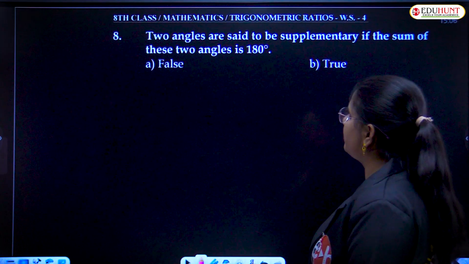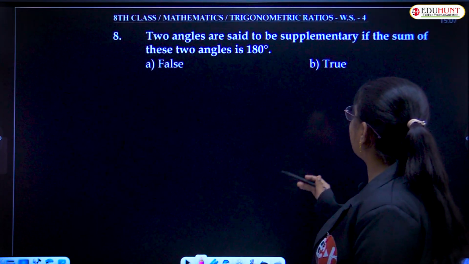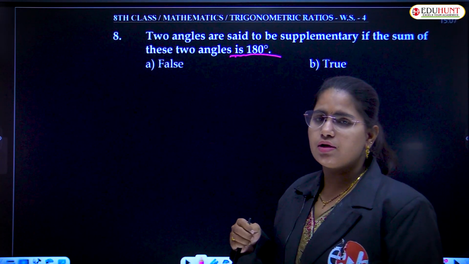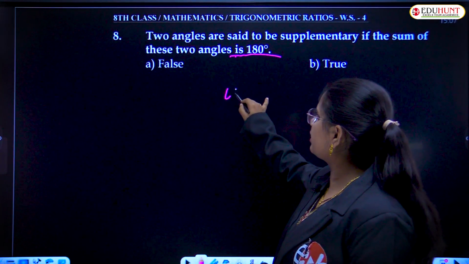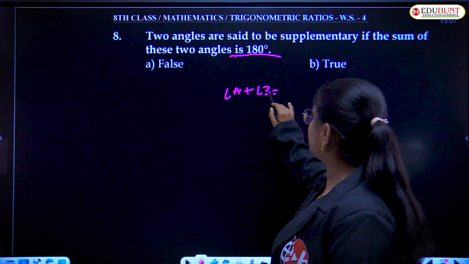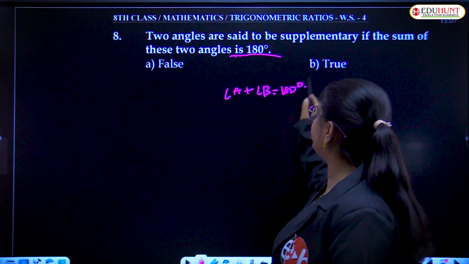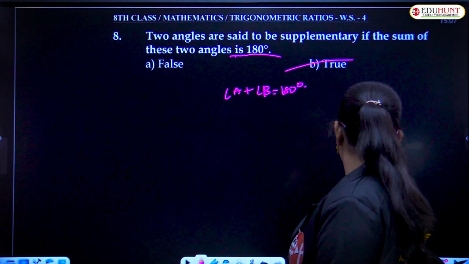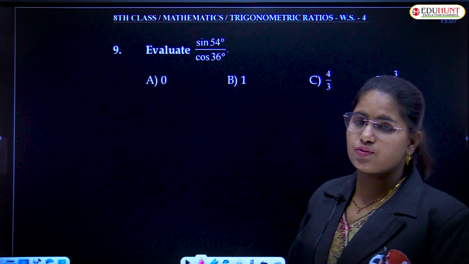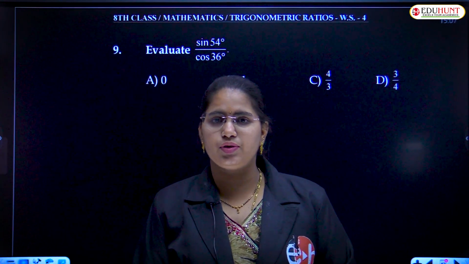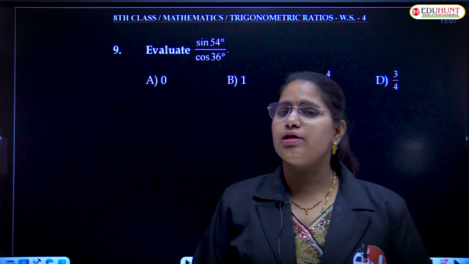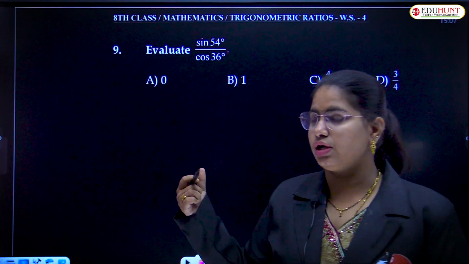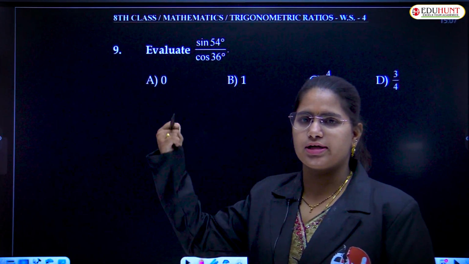Let's get back to the next one. Two angles are said to be supplementary if the sum of these two angles is 180 degrees. Just now we have discussed. Whenever you take any two angles, angle A plus angle B is equal to 180 degrees, which is a true statement, correct? See, all the questions we have solved are completely based on the conceptual level, right? So I kindly request you, just go through the concept and then only visit this. Okay? Let's get back to the next one.